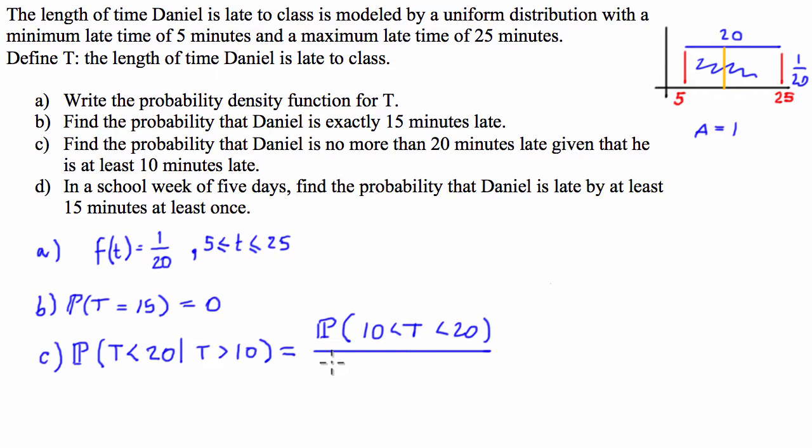over the probability that he is just over 10 minutes late. Okay, so the probability that he is between 10 and 20 minutes late is equal to 10 over 20, or 1 over 2.